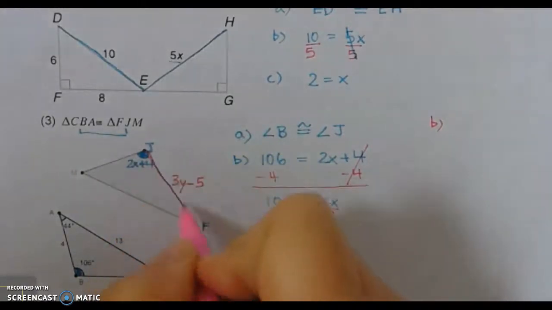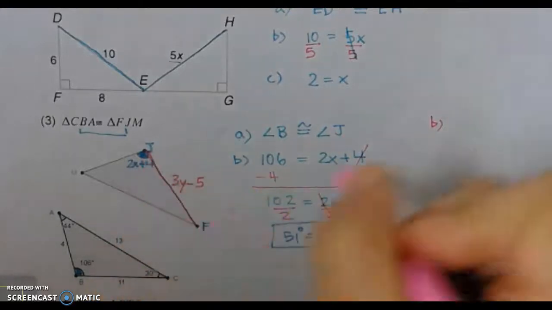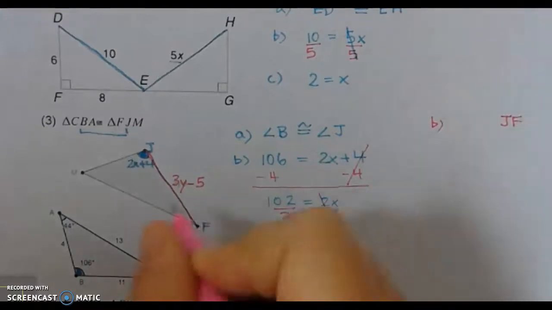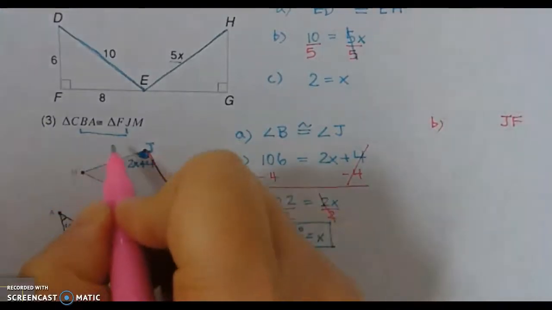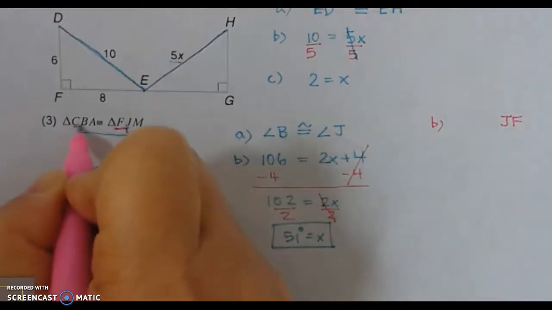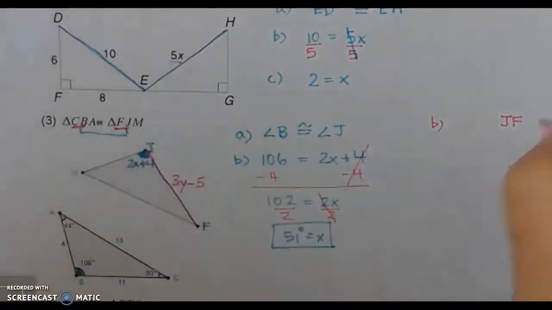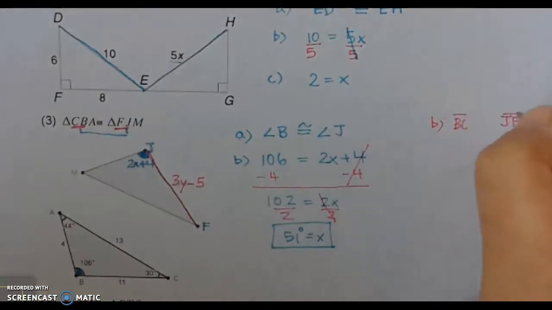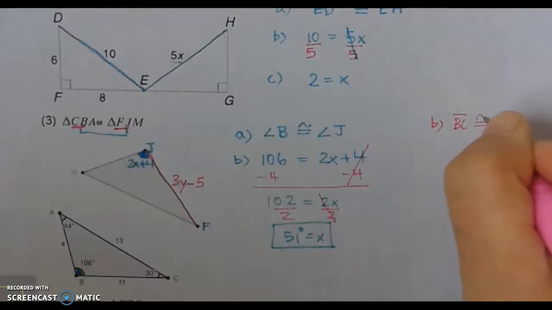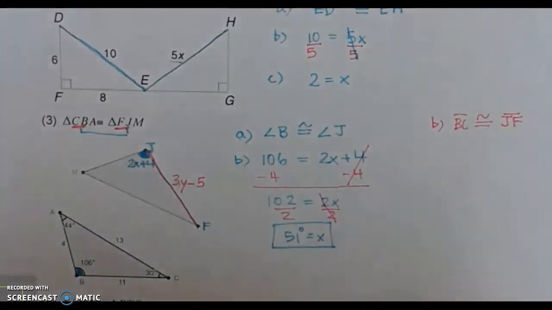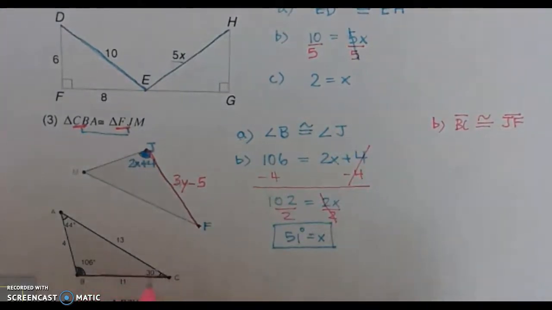What does this side length, we can call that side JF. Now JF on the right triangle, JF is the first two letters. That means we are going to be looking for BC. So BC on the bottom triangle, BC and JF, they are corresponding, so they are congruent. So where is BC? Find your BC. So we are referring to this side right there.